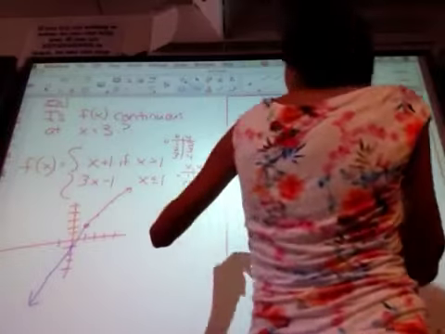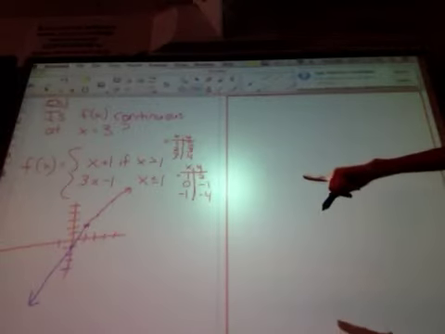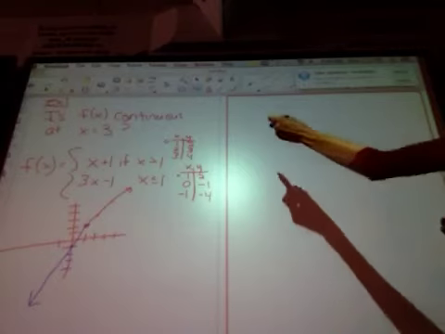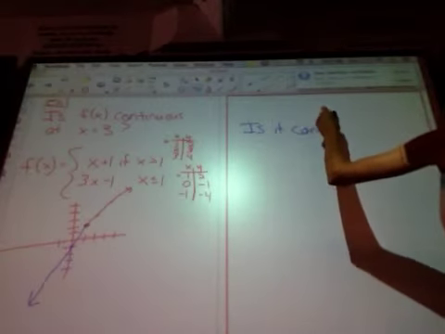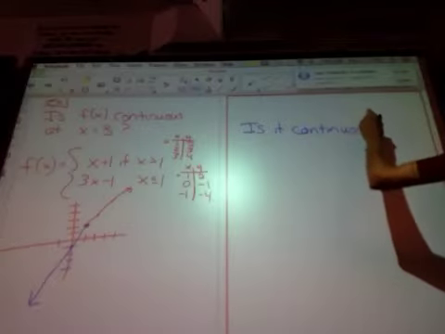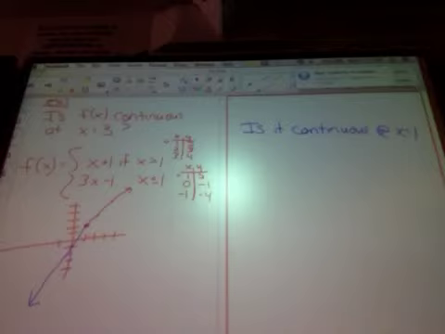Okay. I want you guys to try now. Same function, we're not going to regraph it. I want you guys to see, is it continuous at x equals 1? Okay. Is it continuous at x equals 1?